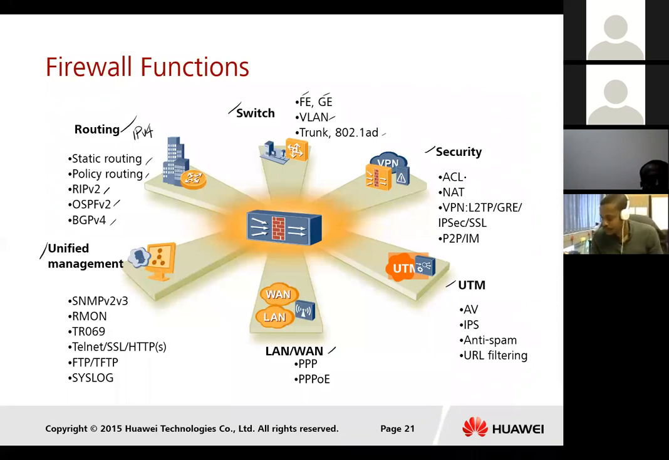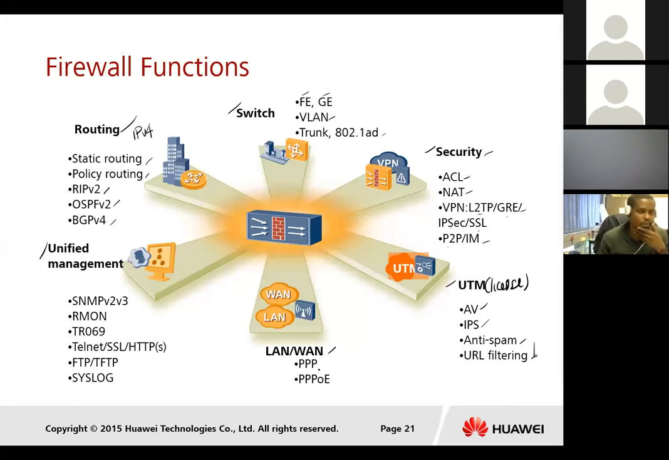Under security, they can provide ACL, access control list, NAT, network address translation, VPN, L2TP, GRE, IPsec, SSL, point-to-point, and also instant messaging protection. The next one is UTM, unified threat management. How are you going to prevent virus attacks? Using antivirus, intrusion prevention, anti-spam, and URL filtering. This is an extra add-on function for the firewalls, so you need a license to control the UTM. By default, all the functions under security you should have without any licensing control.